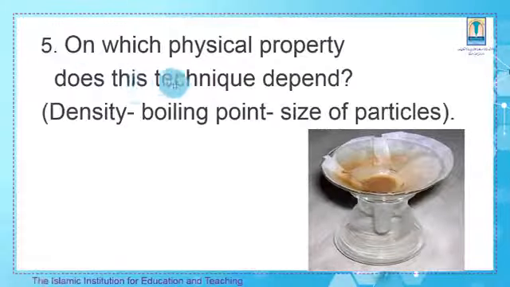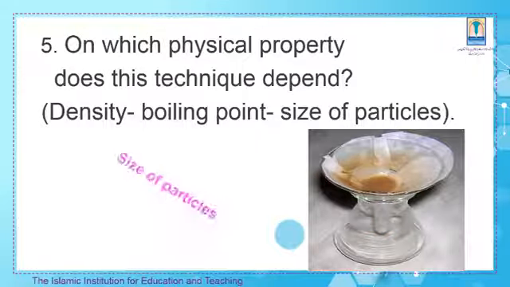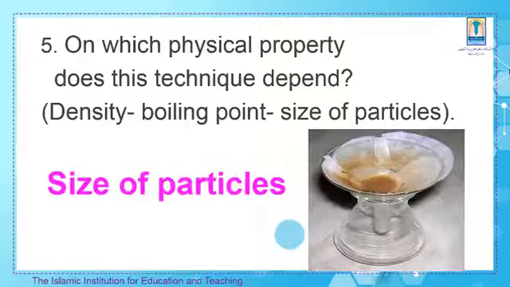On which physical property does this technique depend? Density, boiling point, or size of particles? In this technique, the particles of the sand are bigger than the pores of the filter paper, so the particles of the sand are retained by the filter paper, while the particles of water are smaller than the pores of the filter paper, so the particles of the water can pass through the filter paper. Then, the physical property that this technique depends on is size of particles.